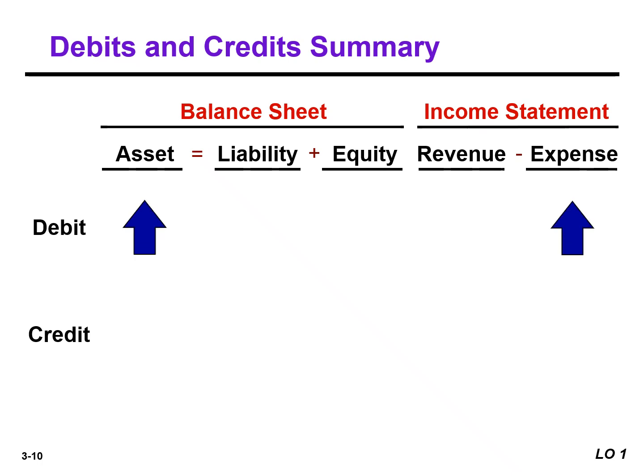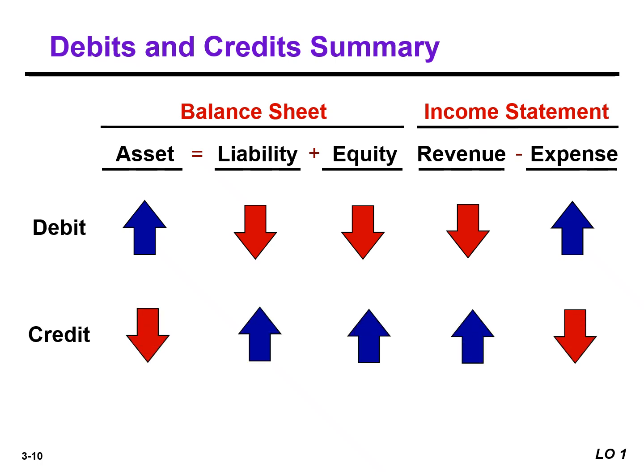So the normal balance for assets and expenses are debits. So if an asset goes up, it's a debit. If an asset goes down, it's a credit. Liabilities, equity, and revenue are all normal balance credit. Okay? So it's assets and expenses that we debit, and the other three that we credit when they increase.